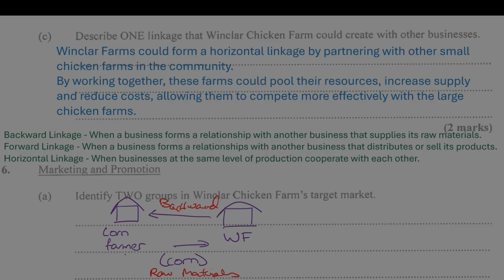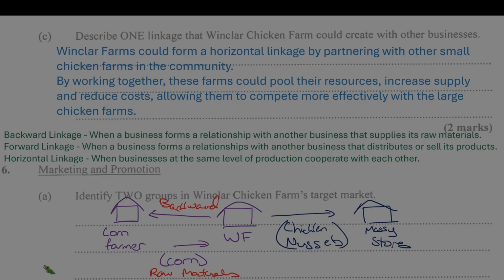Next, we have a forward linkage. When a business forms a relationship with another business that distributes or sells its products. So let's say we have Winkler Farms, and this time we're setting up a relationship with Massey Stores. So this time we are selling our chicken nuggets to Massey Stores. Massey Stores is then going to distribute these chicken nuggets. So they'll put it on their store shelves and sell it to customers.